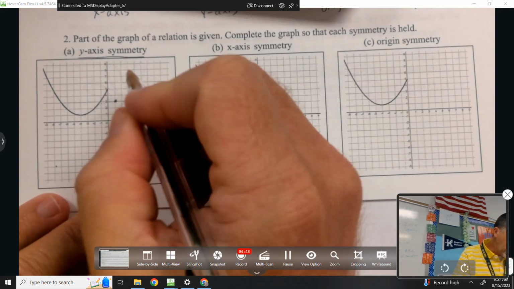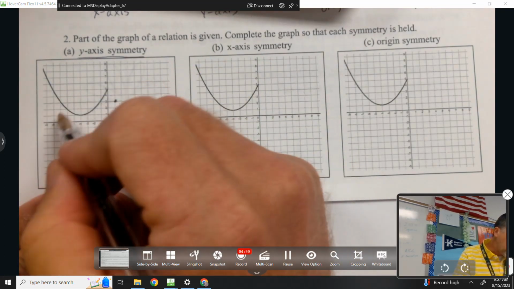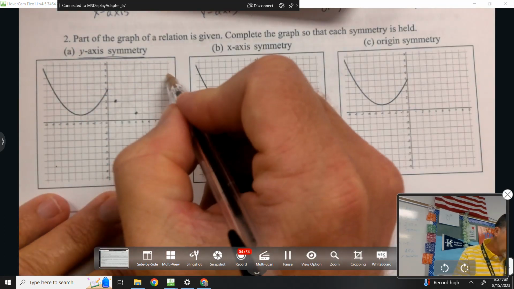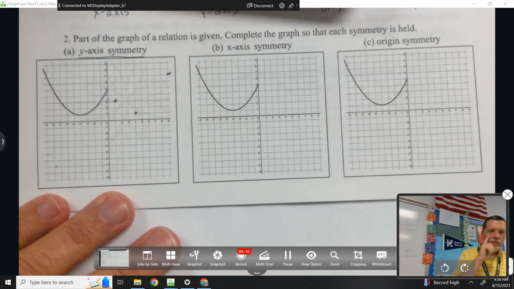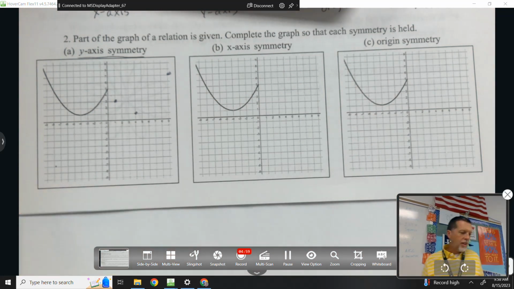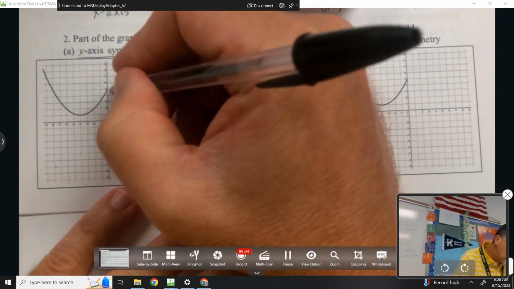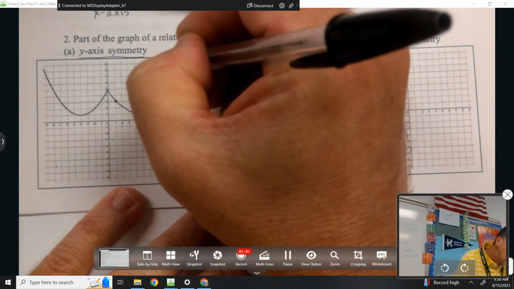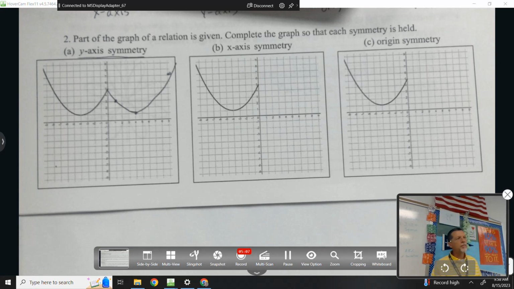You could sort of freehand it. I'm trying to pick out a couple of key points so that it'll match up sort of well. Find some that have integer points, integer coordinates. So something like that. And obviously that's good enough. I'm grading the intent, not the artistry.